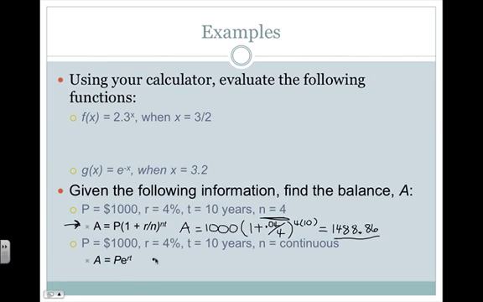Now let's see what happens when we compound it continuously. So we're doing the same thing here. We're just going to be using our continuous function, which is A equals Pe^(rt), P-E-R-T. So we've got 1,000 times e, remember that's a constant, raised to our rate, which is 0.04, times our time, which is 10 years. Okay, so if you plug that into your calculator correctly, you're going to get $1,491.82. So you can definitely see that this one's going to yield a little bit better interest or outcome for you. But that's how you use these equations.